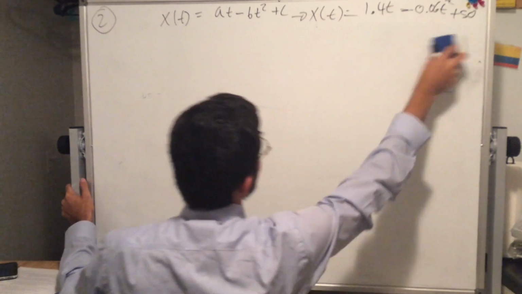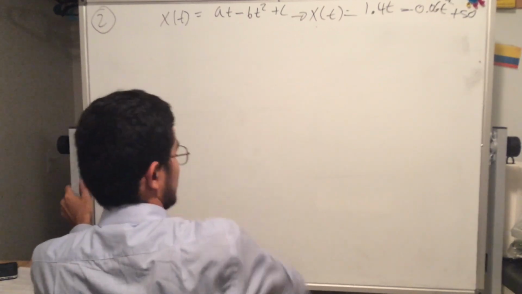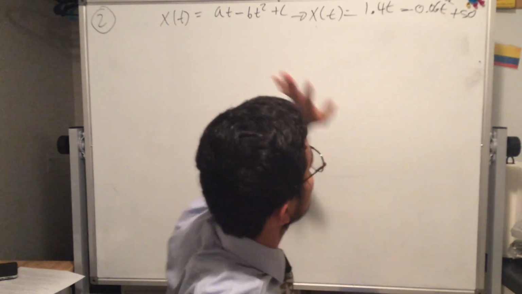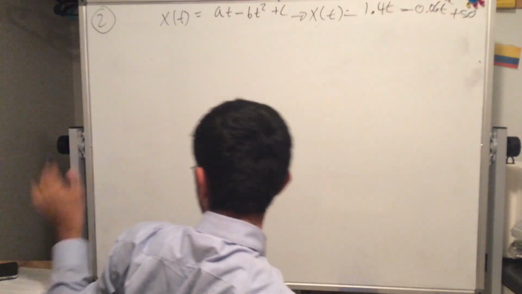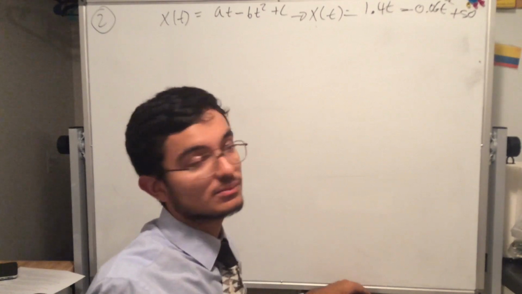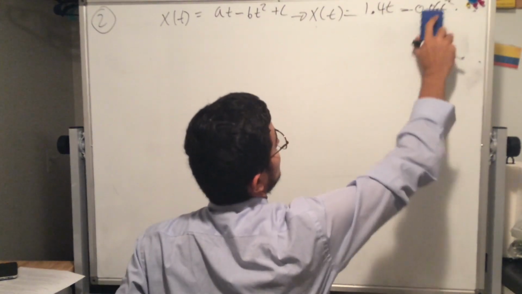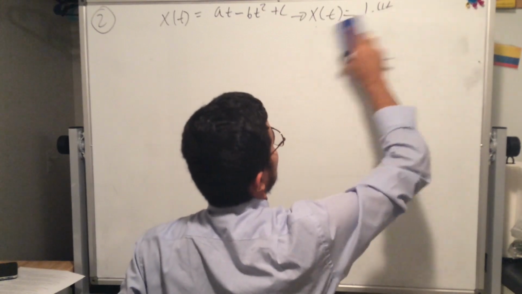If we use the position function instead of the velocity, it will take us a lot longer to calculate because we have a squared term and a constant 50. So it's always good to look at whether acceleration is constant or not. That could save you a lot of time that you could use for another question.